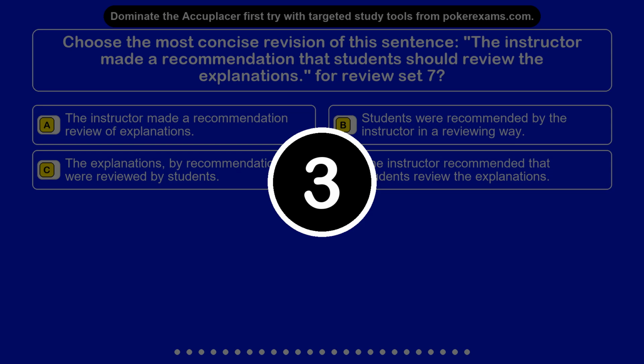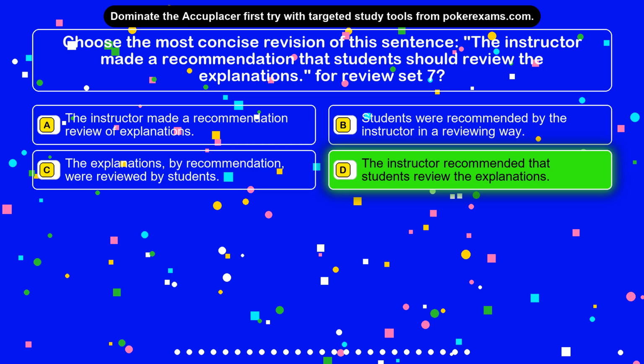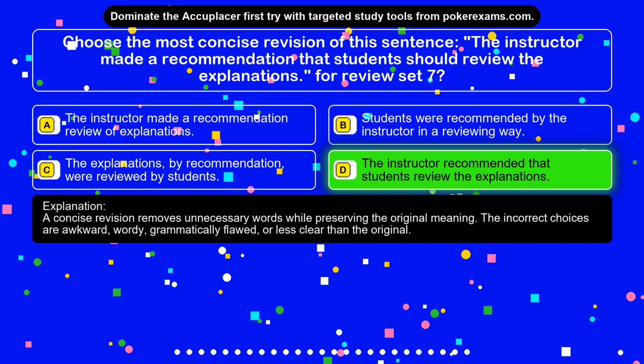The correct answer is option D. The instructor recommended that students review the explanations. A concise revision removes unnecessary words while preserving the original meaning. The incorrect choices are awkward, wordy, grammatically flawed, or less clear than the original.